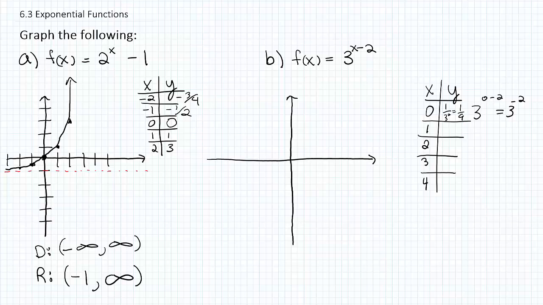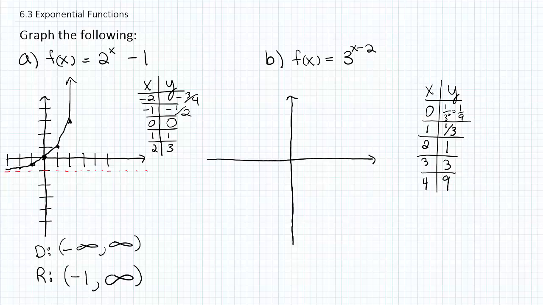Or if we plug in 1, we're going to end up with 3 to the 1 minus 2 power. That's the same as 3 to the -1 power. And that, of course, is 1/3. And if you plug in 2, you'll have 3 to the 2 minus 2 power, or 3 to the 0 power, or in other words, 1. If you plug in 3, you'll have 3 to the 3 minus 2 power, and you'll end up with 3 to the 1 power, and of course that's just 3. And then finally, if you do 4, it'll be 3 to the 4 minus 2, or in other words, 3 to the 2nd power. 3 squared, of course, is 9.